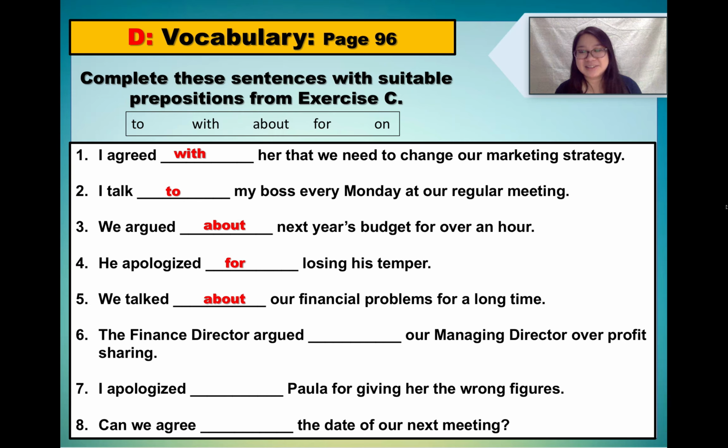Number 6. The finance director argued with our managing director over profit sharing. Number 7. I apologized to Paula for giving her the wrong figures. And 8. Can we agree on the date of our next meeting? Okay, very good. Let's move on to the next part.